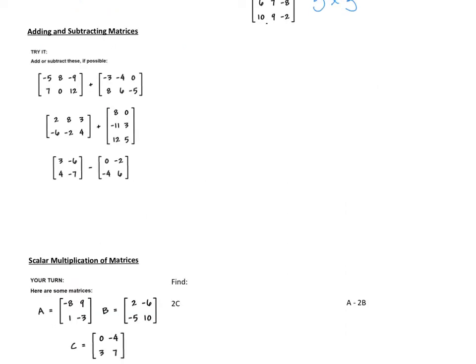Now, let's talk about how we add and subtract matrices. When we add and subtract matrices, we need to make sure that the matrices are the exact same size, or exact same dimensions. If our matrices do not have the same dimensions, then we cannot add or subtract them. So when we add and subtract matrices, we're going to add or subtract the same spots.